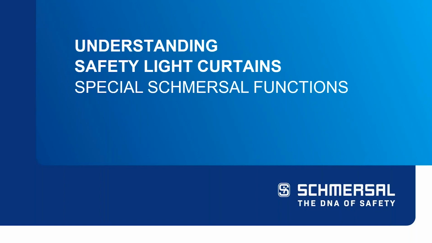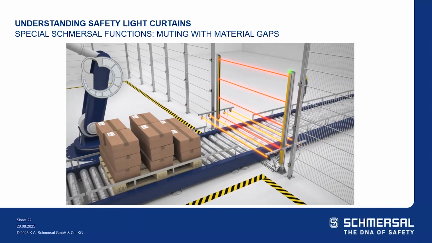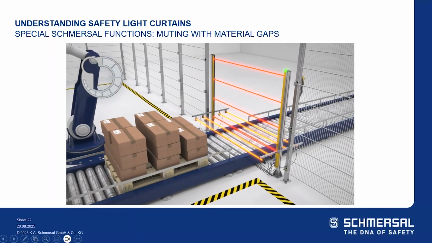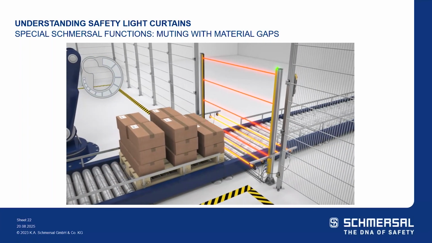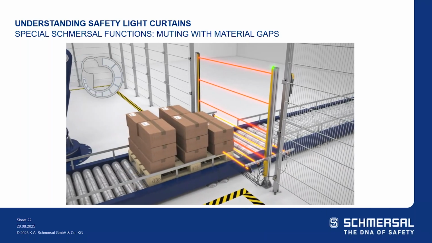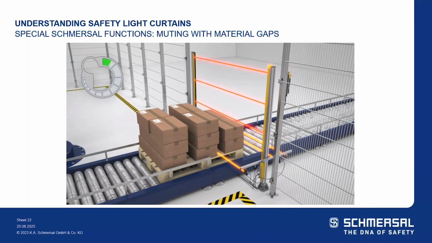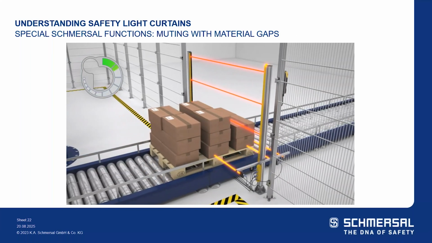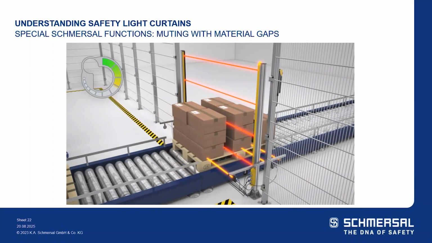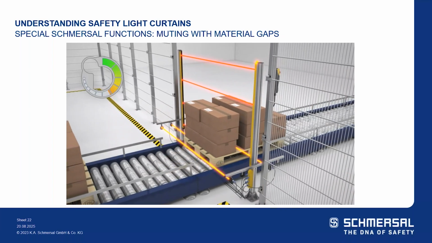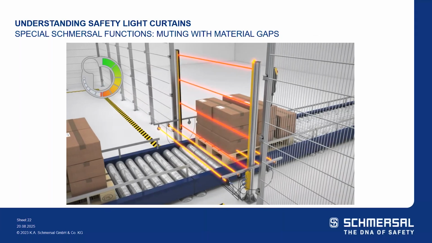The following few slides are now going to show some functions that are special to Schmersal light curtains. The previous muting examples had shown defined material interruptions on a pallet. On most light curtains, the sequence that we're showing here will result in a fault. This muting feature, which we're calling muting with material gaps, allows the pallets to pass through even if the material it carries does not create a solid interruption of the muting sensors. So here, a special Schmersal function is muting with material gaps.